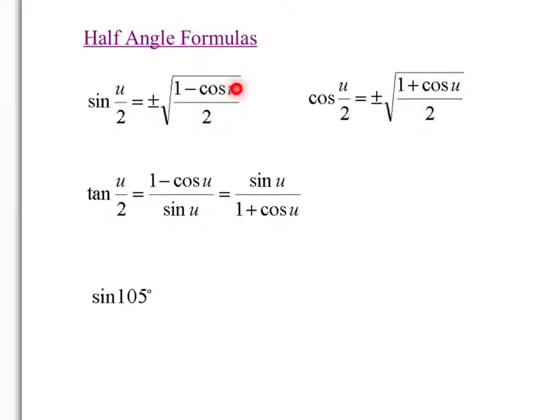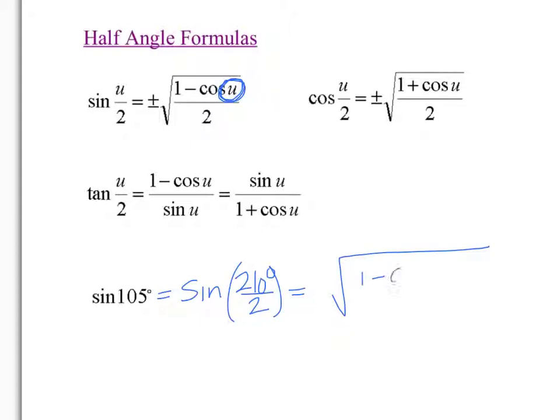So for example, if we're trying to find the sine of 105 degrees, we first start by rewriting it as something over 2. So what do you divide by 2 to get 105 degrees? 210. Okay, so we're in sine. That means if I go up to the identity, I'm going to go right here, and that is going to be 210. So I have 1 minus the cosine of 210 degrees all over 2.